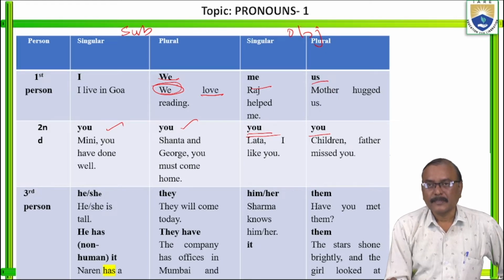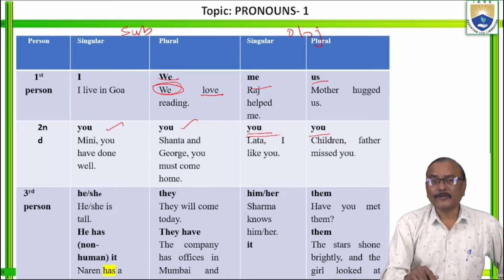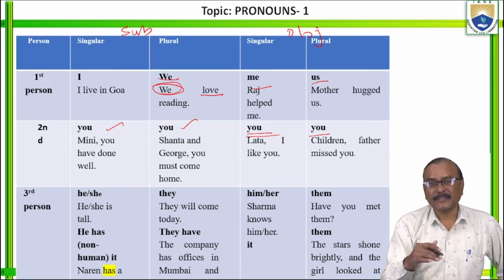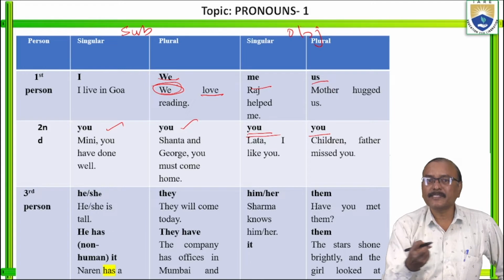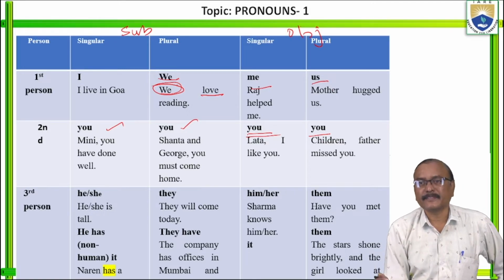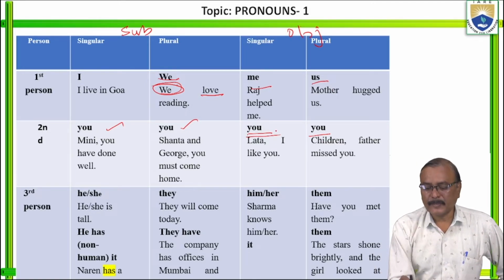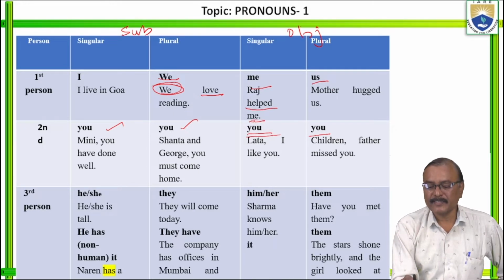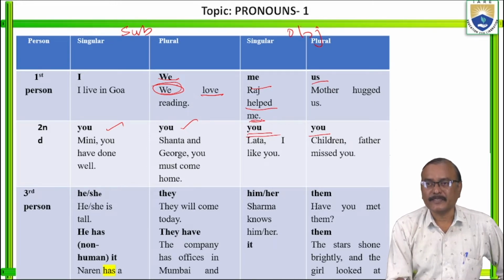And the one on whom the action is done, or who receives the action, is called the object. Raj helped me. Here, helped is the verb, and me is the pronoun in the object case. Is it clear? So remember what subject case means.